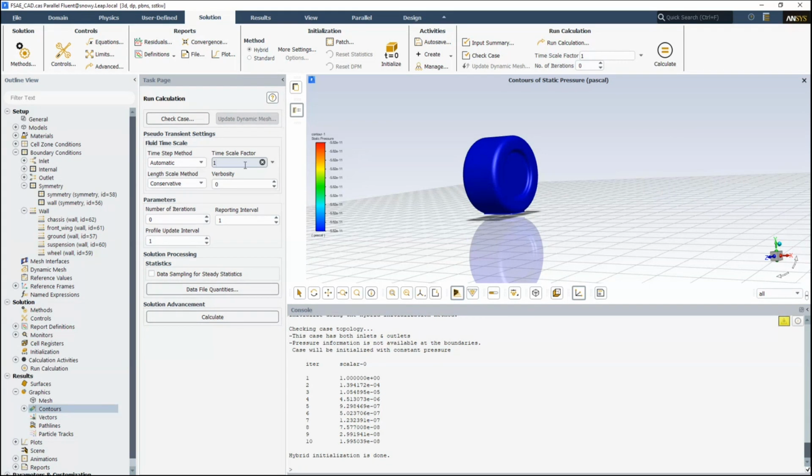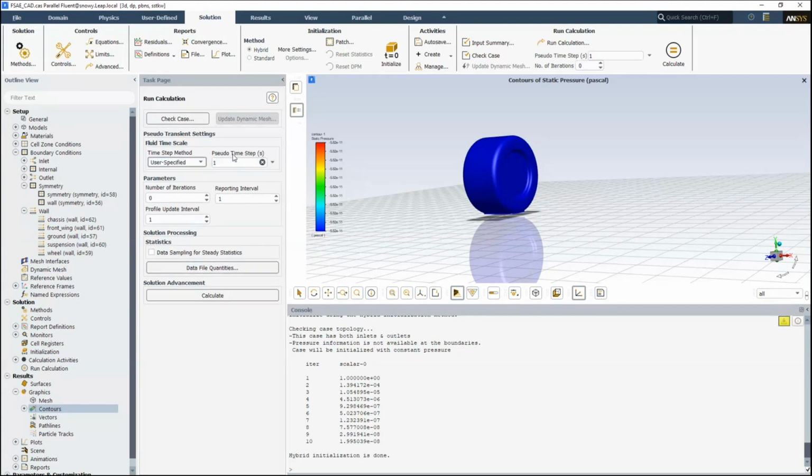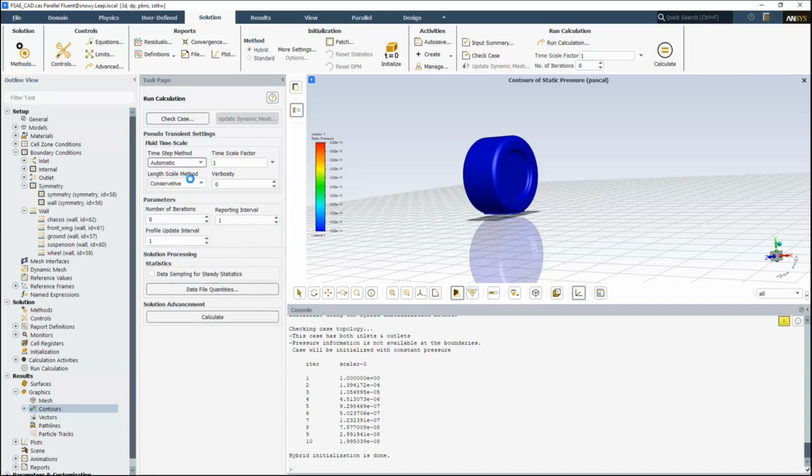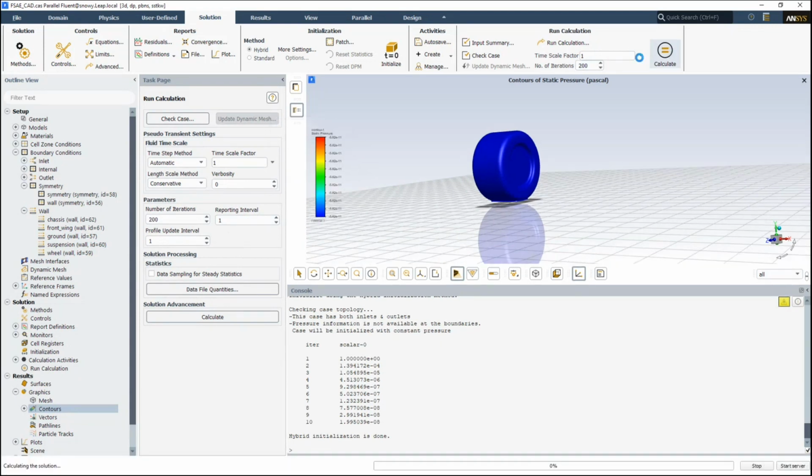If we see we're not converging, we can use that as another relaxation factor. We can change that to 0.1, 0.01, or we can even put a user specified, and that's going to give us the option to do a time step. In this case, we're going to leave it at 1. We're going to run for about 200 iterations, and we're going to set that to calculate.